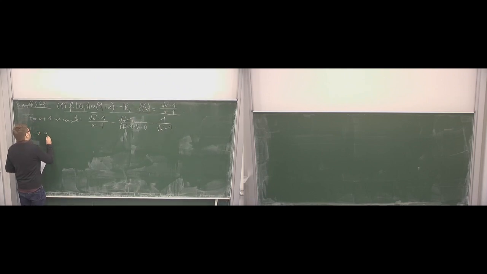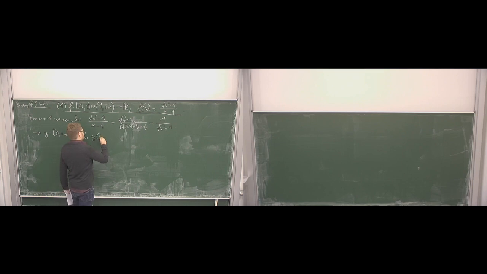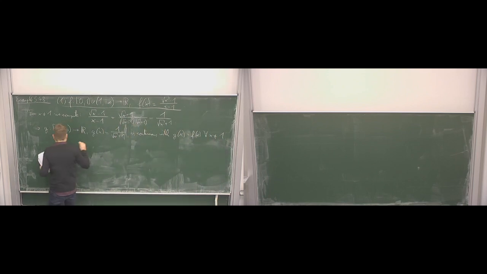Namely, g is now a function on the whole non-negative numbers, so from 0 to plus infinity to R. g of x is 1 over square root of x plus 1. This is continuous, well defined of course, and g of x is f of x for all x which are not equal to 1. So this means we have found our limit.